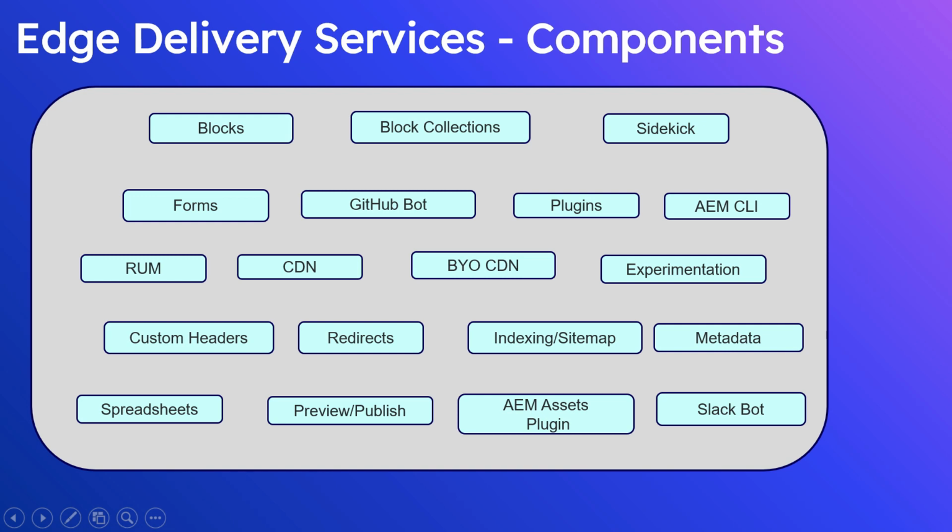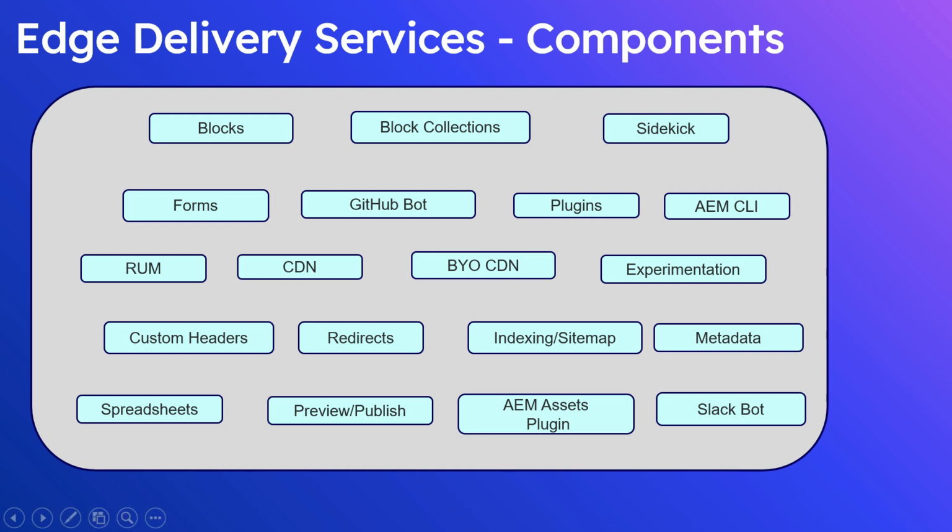Spreadsheets. EDS translates any Excel file or Google Sheets data to JSON that can be easily consumed by websites. If your website needs any JSON data, you can store that data as a spreadsheet and EDS converts the data to JSON and exposes it.